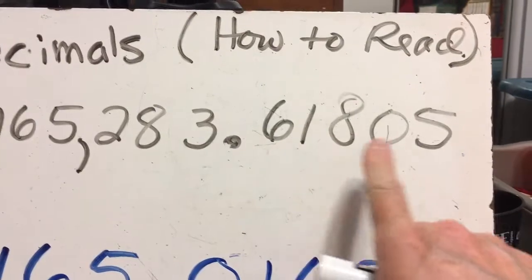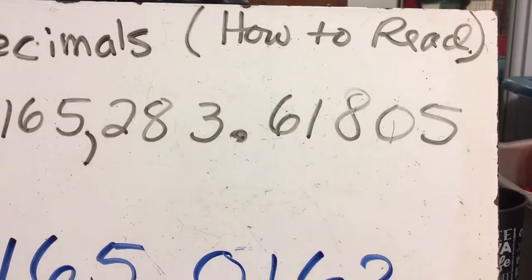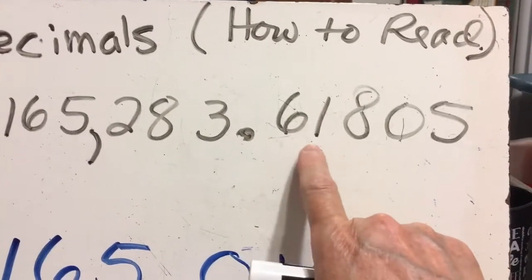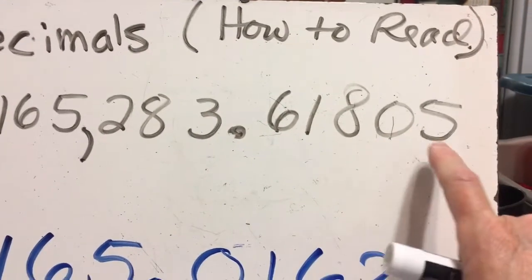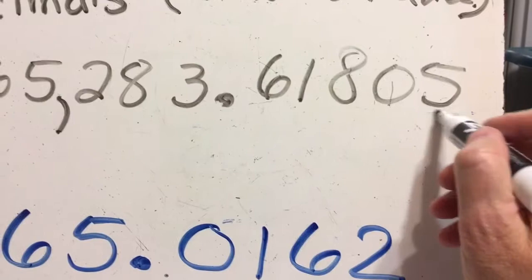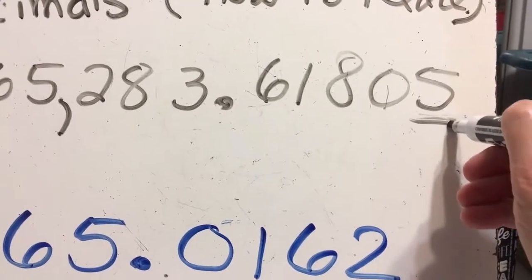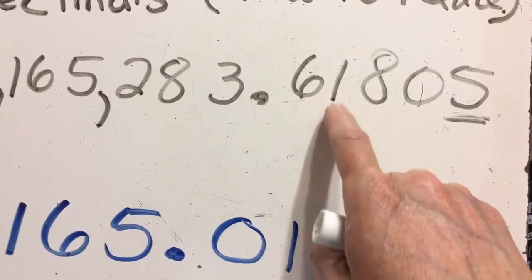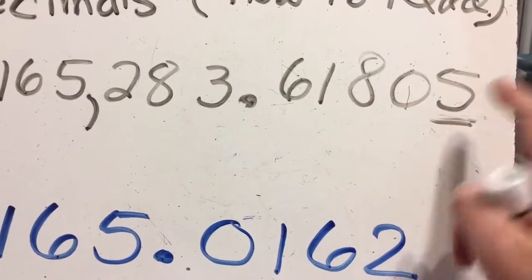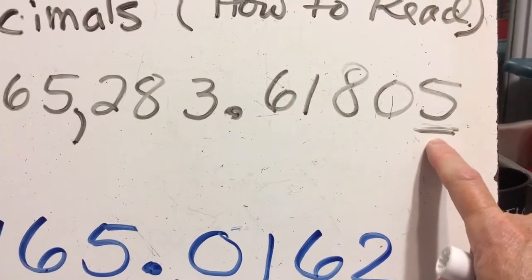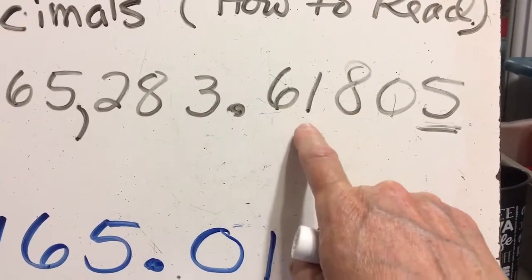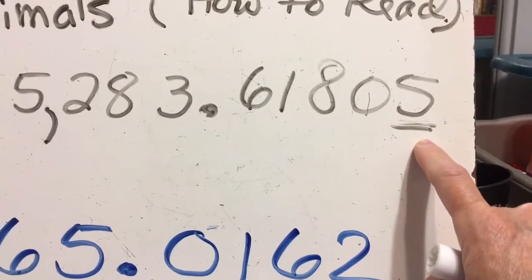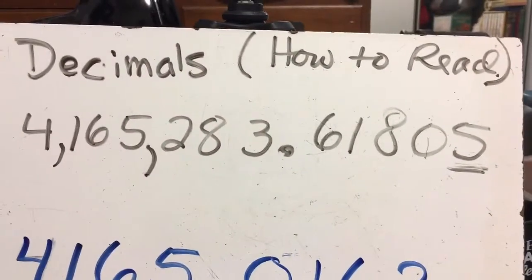This is a part of a whole, and we're going to read this as 61,805, and then we're going to name the place of that last spot. This is the tenths, hundredths, thousandths, 10,000ths, 100,000ths. So we're going to say 61,805 hundred thousandths. And that is how we would read the number.